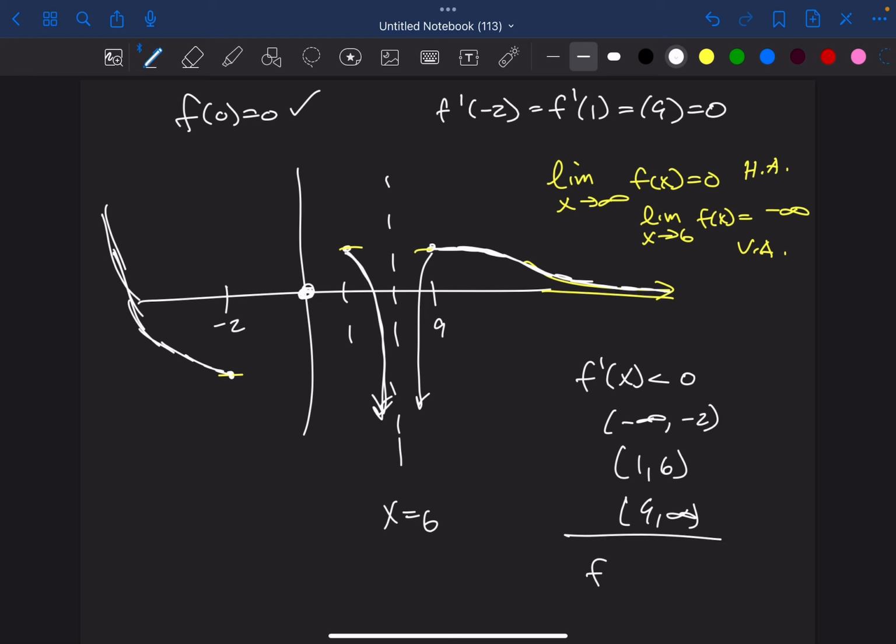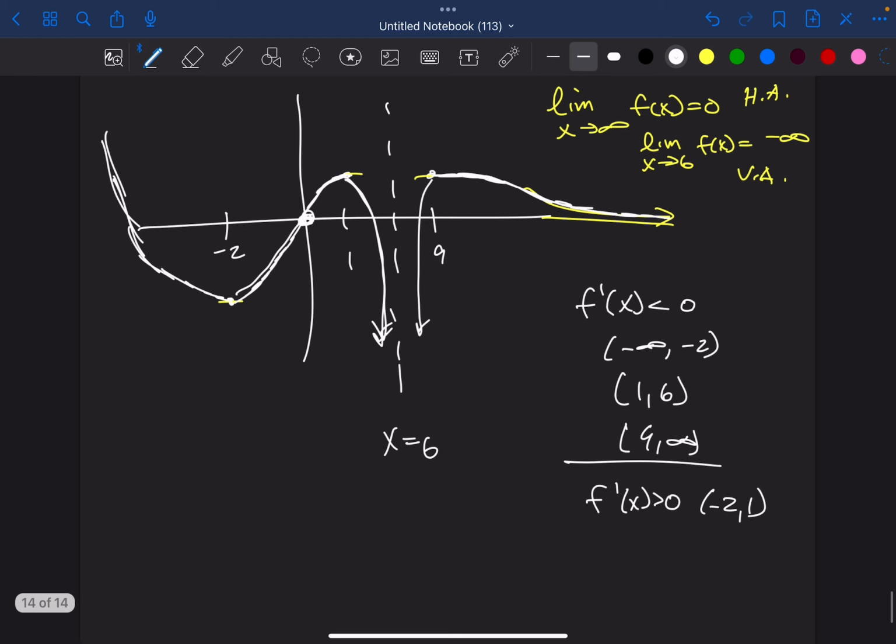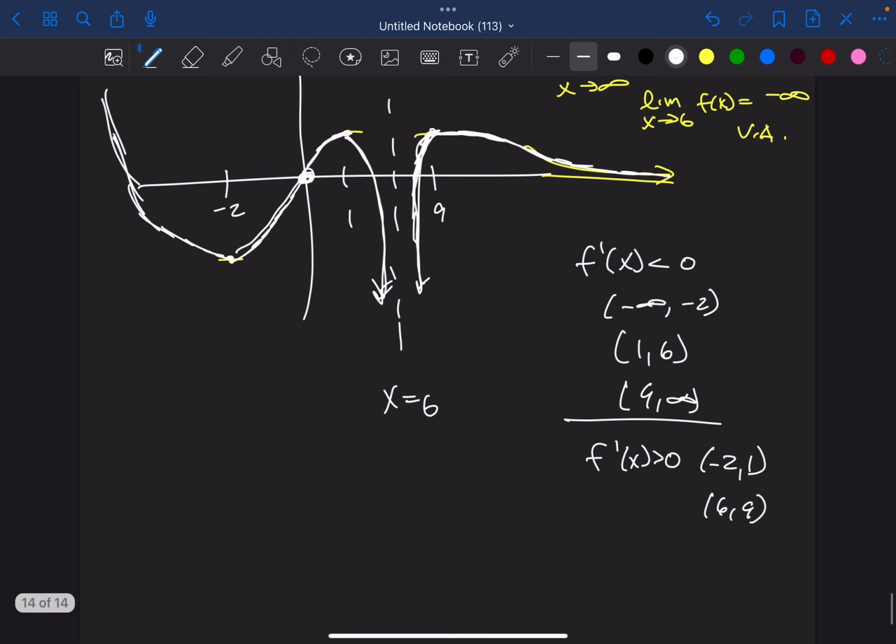Then it wants the derivative to be positive from, what, negative 2 to 1? So from negative 2 to 1, it's increasing, which it is. So there you go, it's nice and increasing. And from 6 to 9, it's increasing, which it is. There you go, 6 to 9, it's increasing. Check.